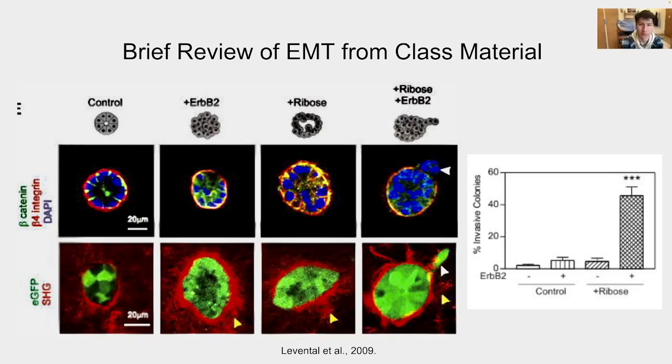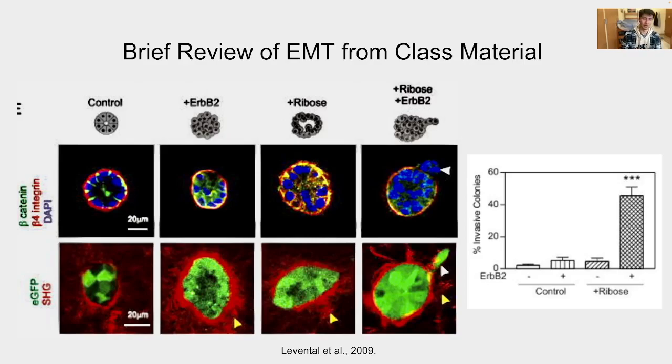So I'm going to briefly review what we learned about from class about EMT. So EMT is when epithelial cells lose their cell-to-cell and cell-to-extracellular matrix adhesions and adopt a more mesenchymal and motile phenotype.